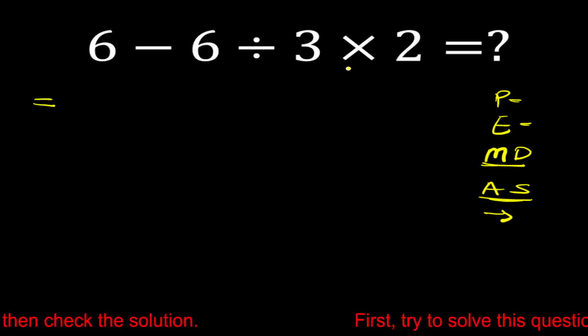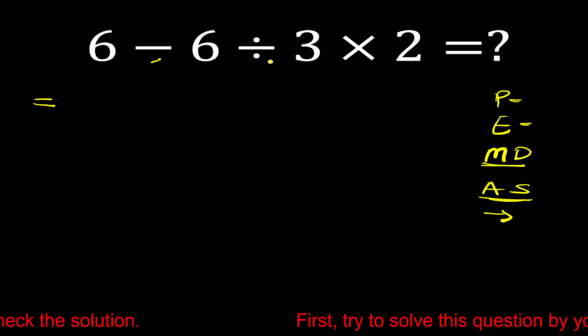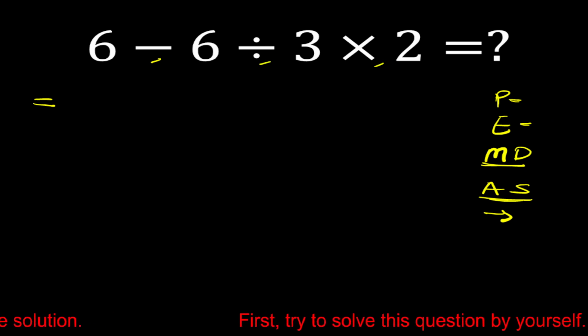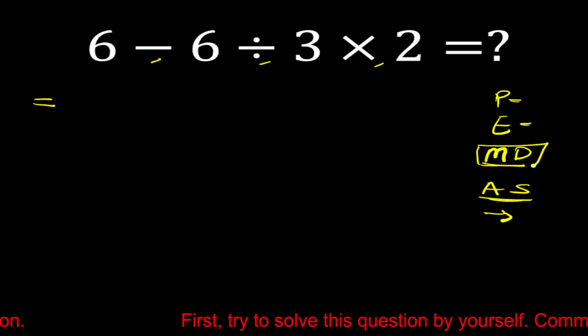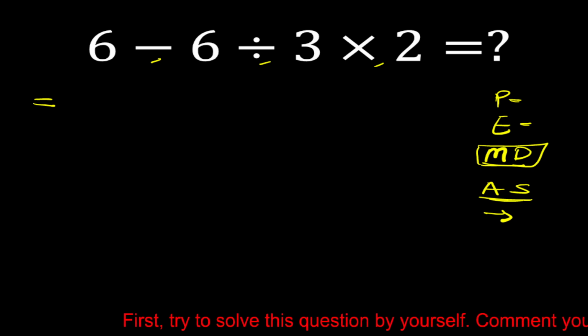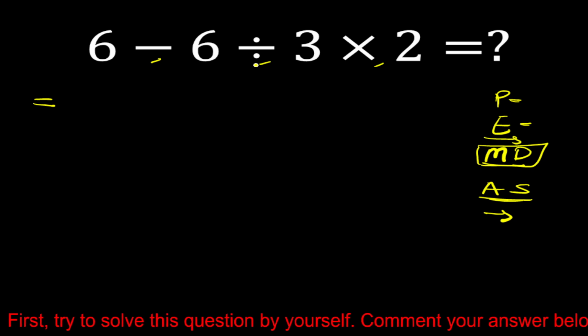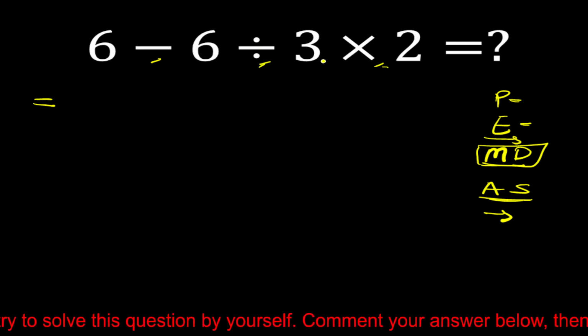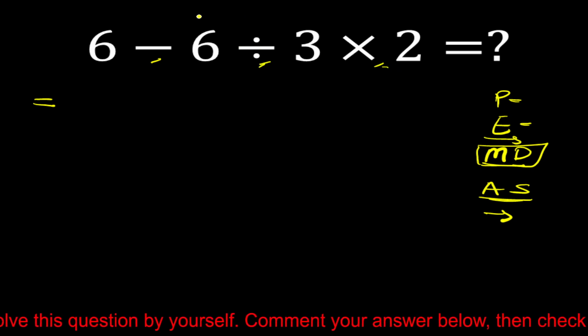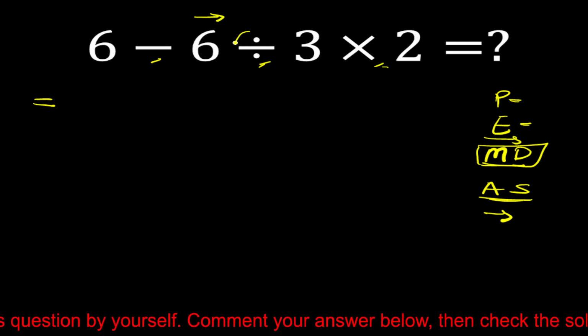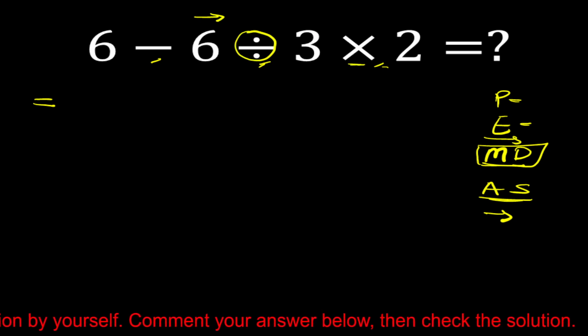So in this question, there is one subtraction, one division and one multiplication. Multiplication and division both have equal priority, so therefore we have to solve it from left to right. So first we have to solve this division, then we have to solve this multiplication.